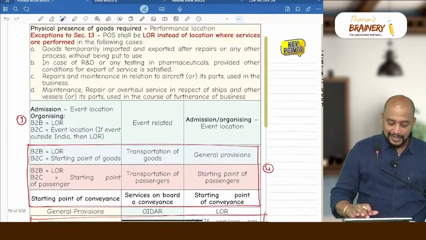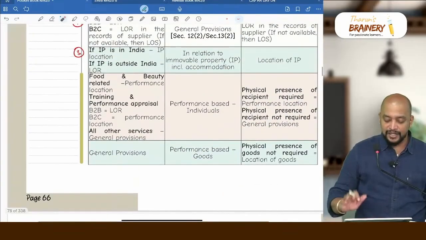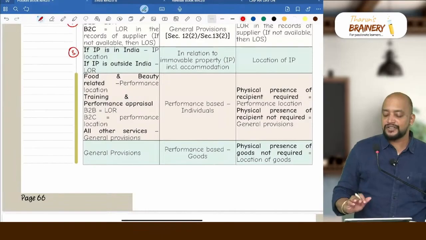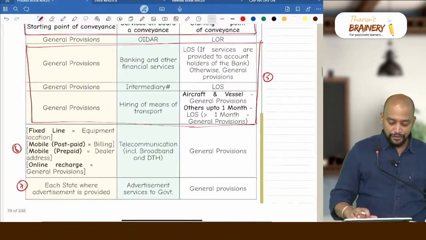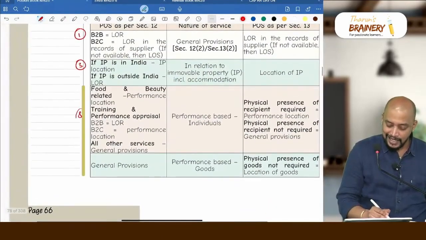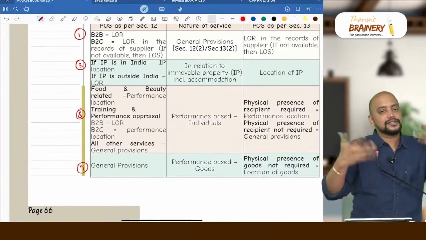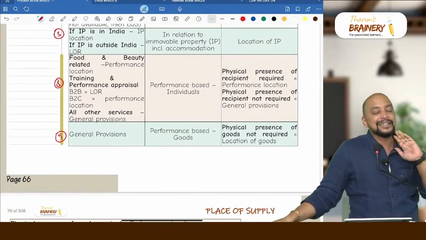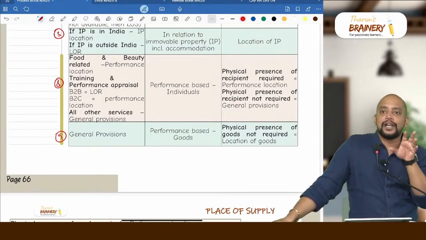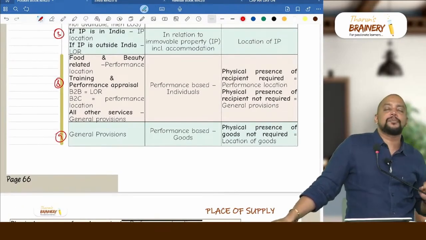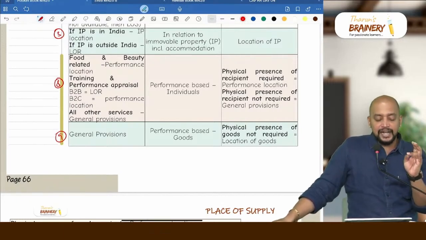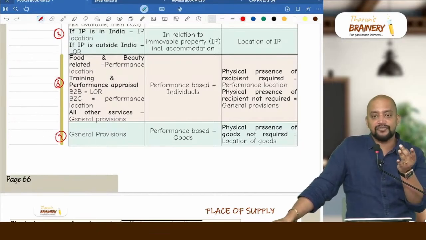This is also over. Then finally, we will remember performance based service in relation to individuals and performance based service in relation to goods. Thereafter you need to read this 8 and 9. With that, this table will be over. So 8, performance based service in relation to individuals. In the context of section 12, only in 3 places we have performance based services specific provision. What are they? Food and beauty related, training and performance appraisal.